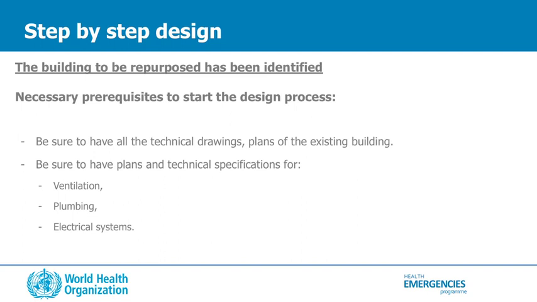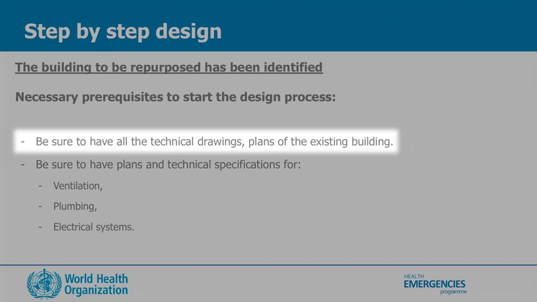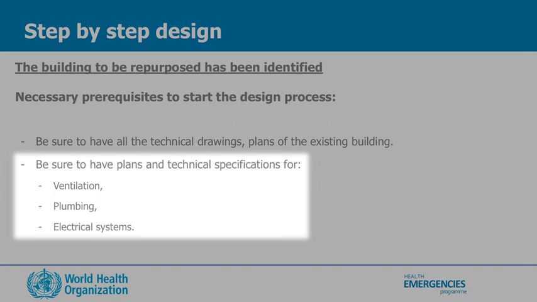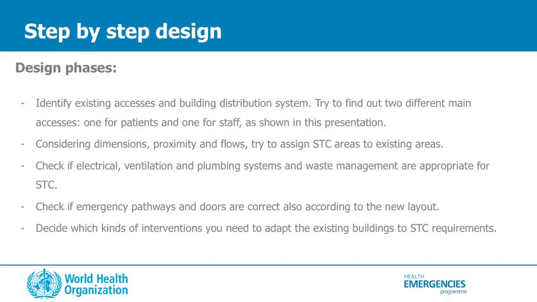Now, imagine we identify the building. The next step will be to gather all information and technical documents needed to launch the design process. Be sure to have all the technical drawings and plans of the existing building. Be sure to have plans and technical specifications for the ventilation system, plumbing and electrical system. Then we can start the design phases. Here is a resume in 5 steps.